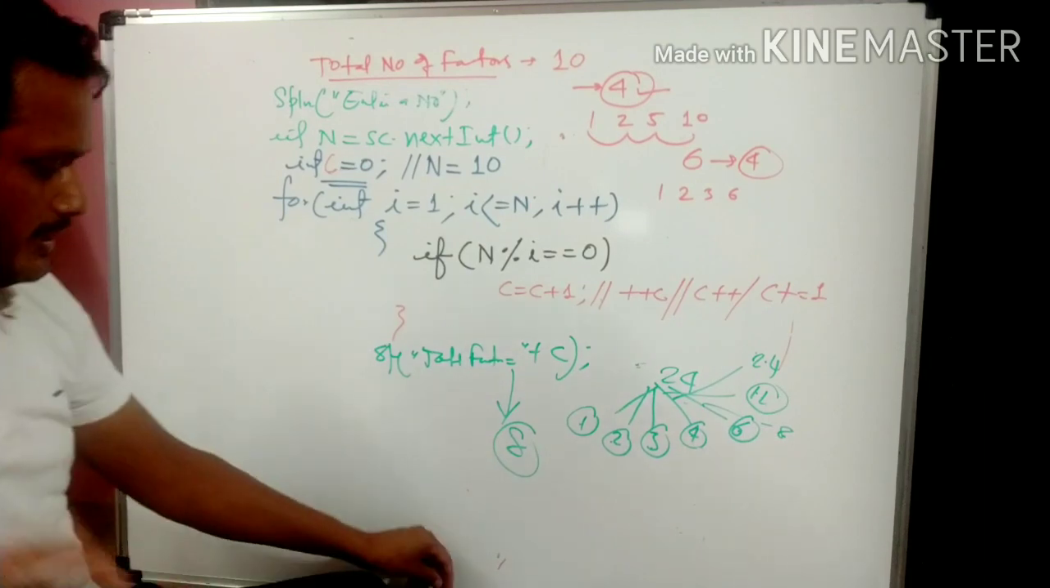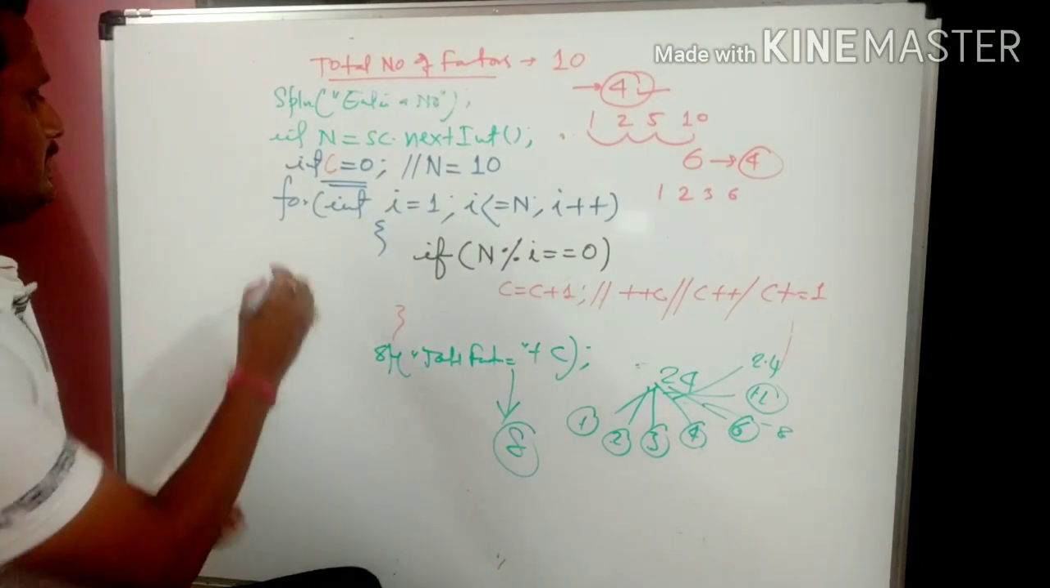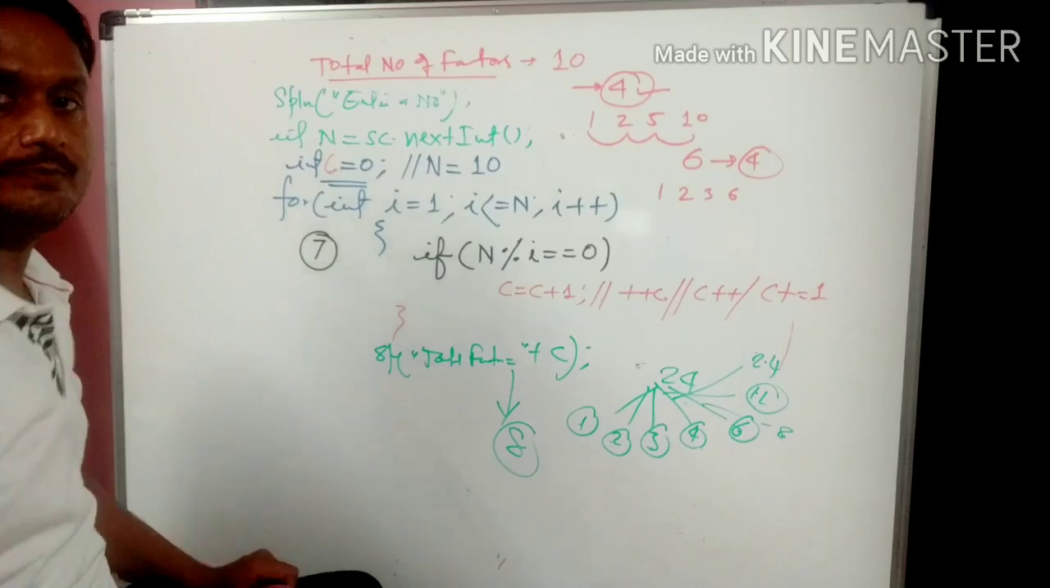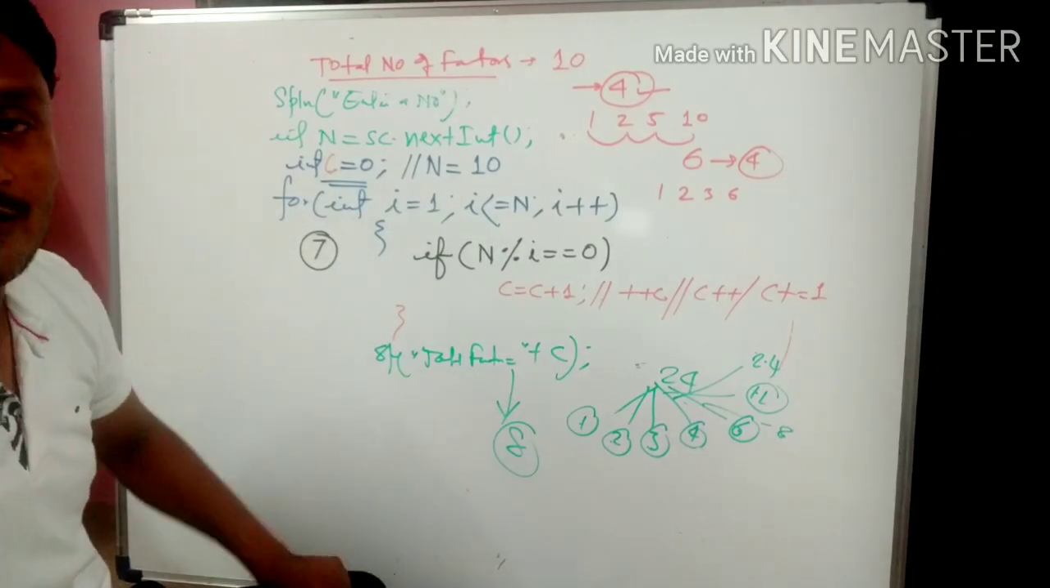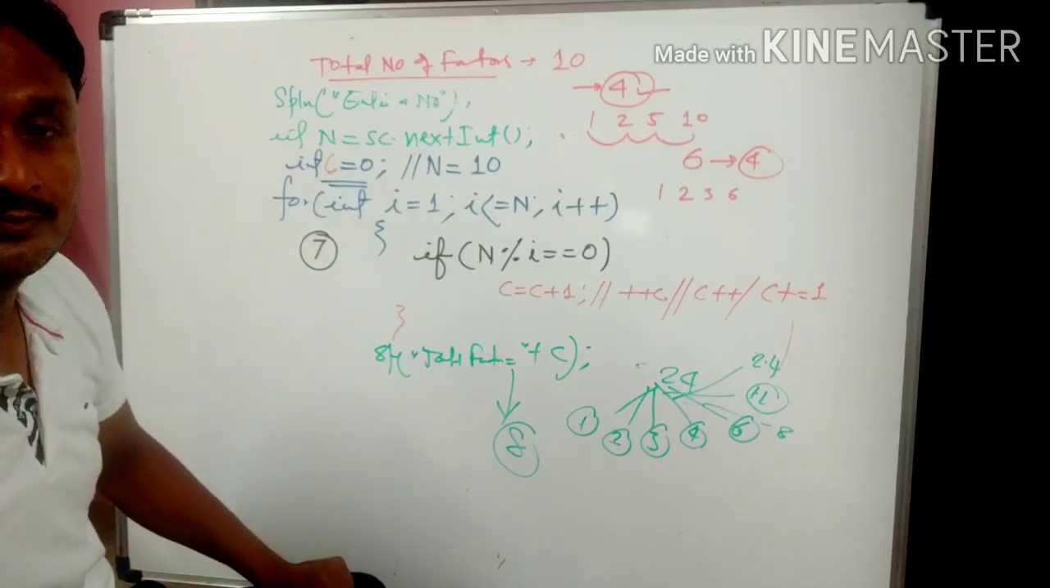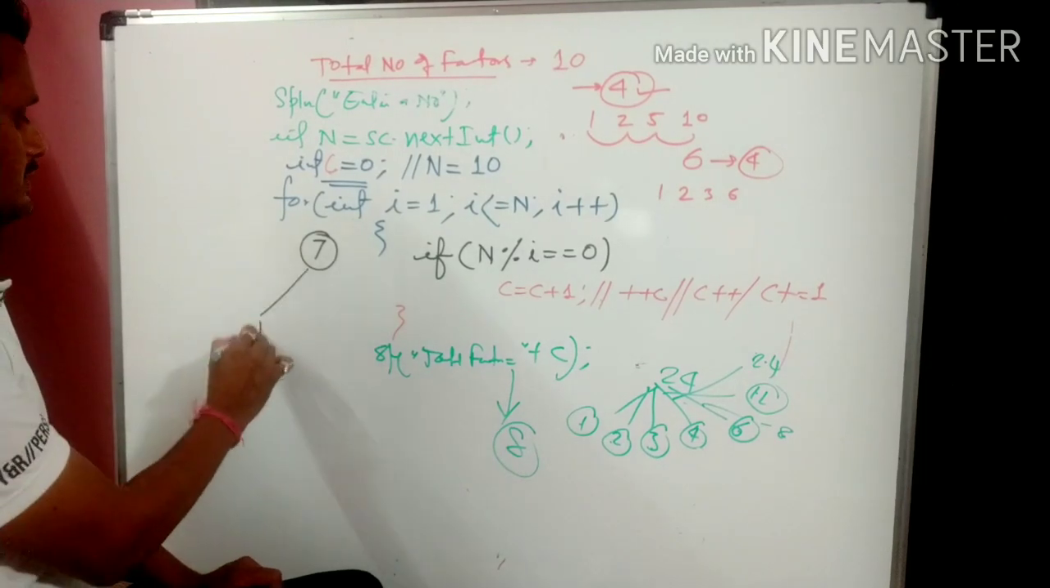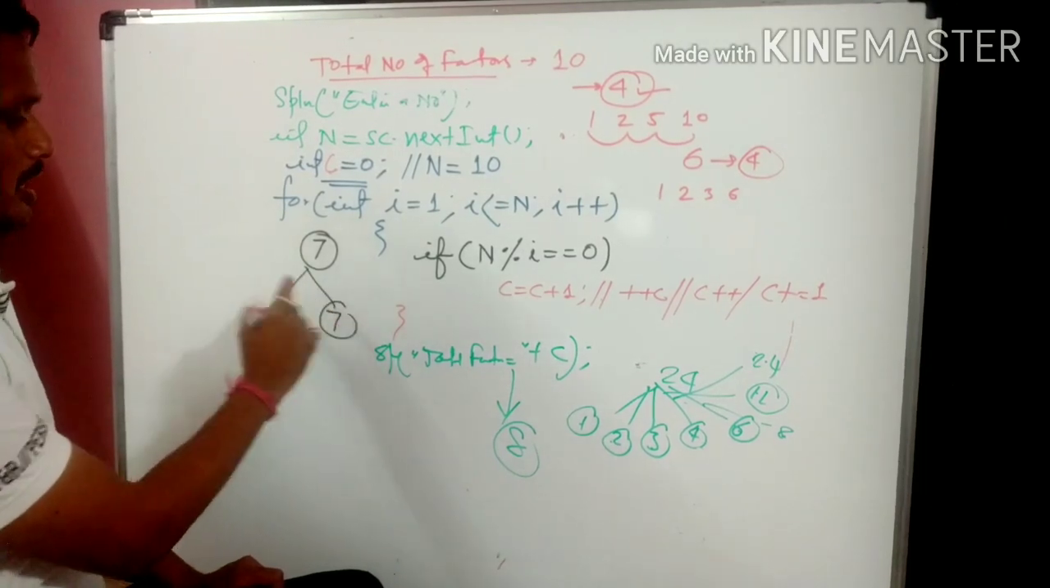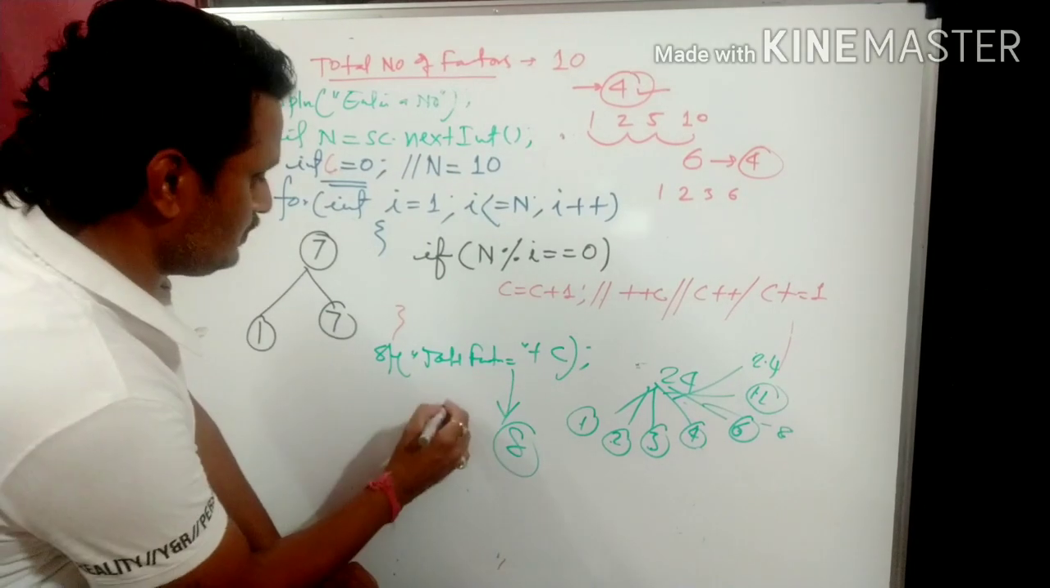Now, children, you tell me one thing. If the number is 7, can you tell me what the total number of factors will be? So factors will be what? It is divisible by 1 and by 7. How many factors are there? So your factors will be 2.